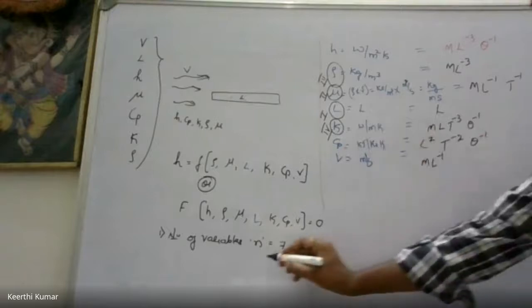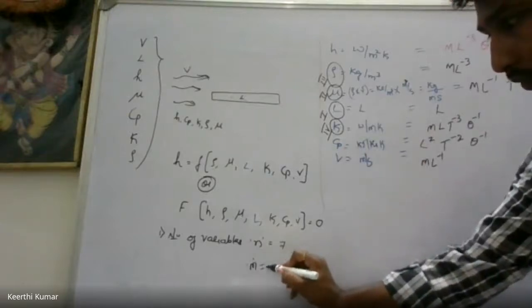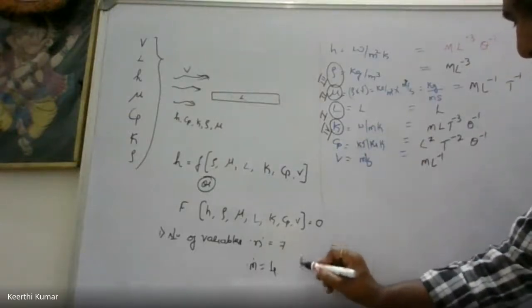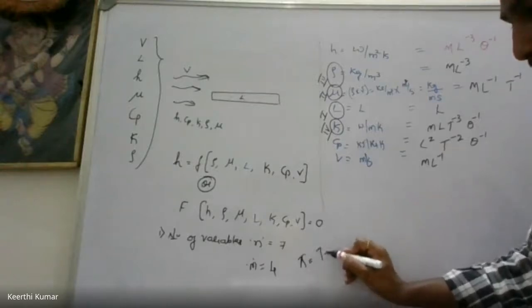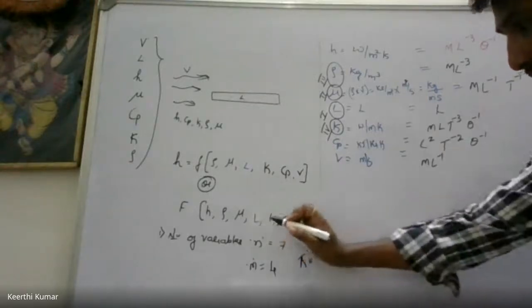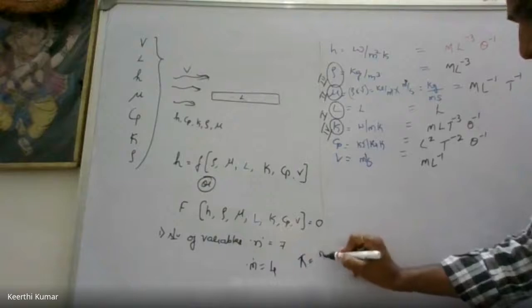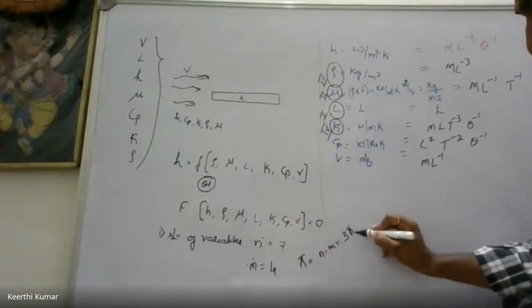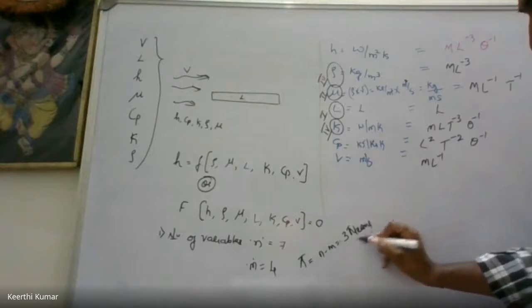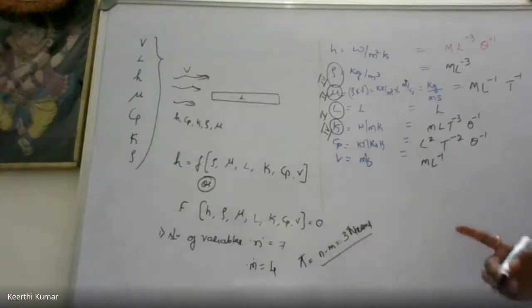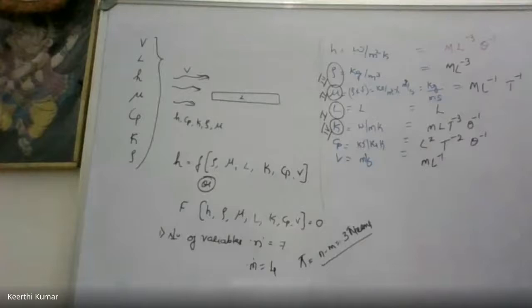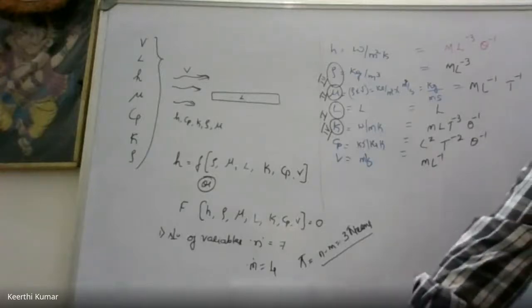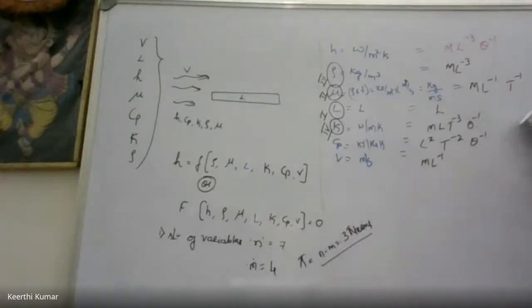So how many repeating variables now? That is M is equal to 4. So how many pi terms? Pi terms will be equal to 7 minus, that is N minus M, that is 7 minus 3 pi terms. So I'll go on explaining only one pi term. The remaining 2 pi terms, you please try to solve and come back to the next class. Okay? I'll wrap up this.